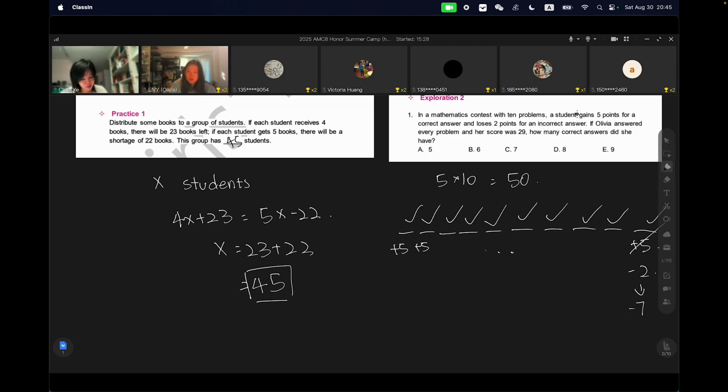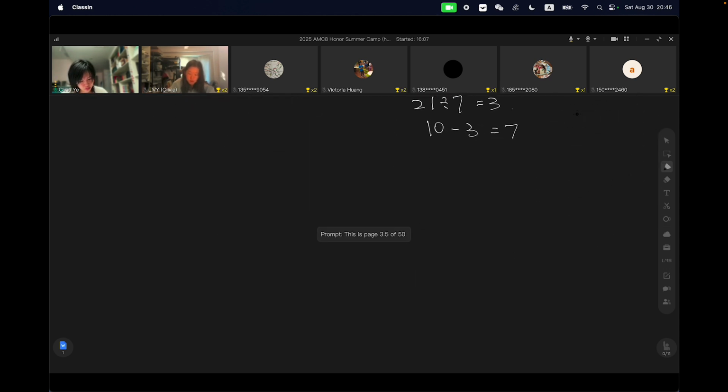So therefore, we have 50 minus 29 equals 21. And 21 would stand for the problems that she got wrong, and each problem that she got wrong would lead to her getting 7 points off. So therefore, 21 divided by 7 equals 3, which means she got 3 problems incorrect. And there are 10 problems in total, so 10 minus 3 equals 7, and she had 7 correct answers. Any questions? If not, then we can do the next problem.